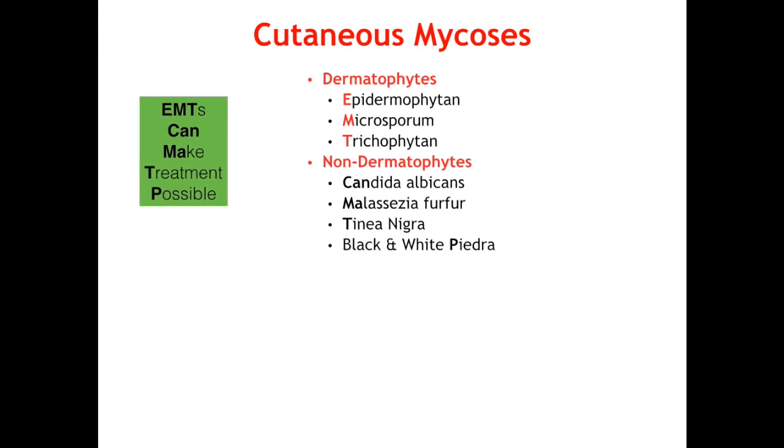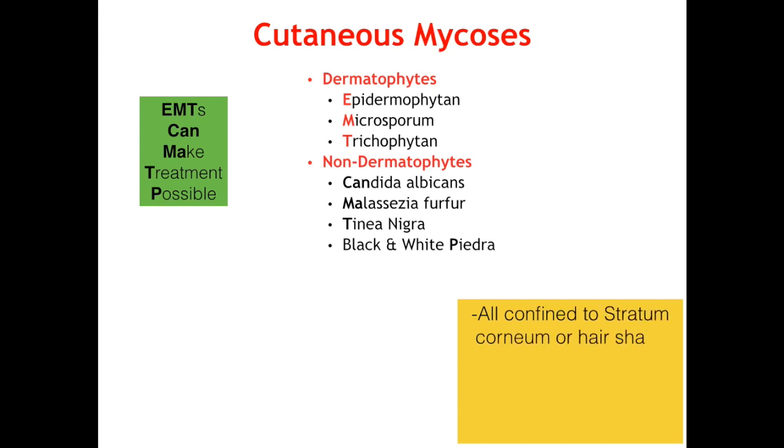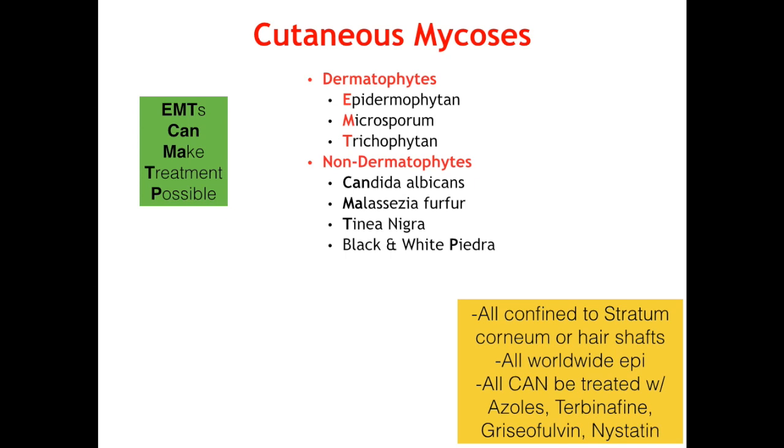Now what do they all have in common? All of them are confined to the stratum corneum, which is the first layer that we just went over. All of them have worldwide epidemiology, and all can be treated with azoles, terbinafine, and griseofulvin by mouth, or nystatin topically, or in a swish and spit form. If you haven't seen my antifungals video, I will link it below.